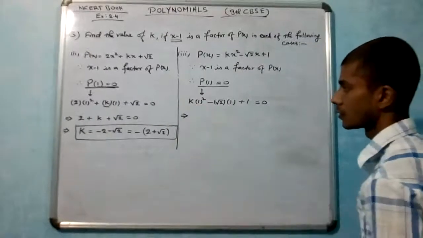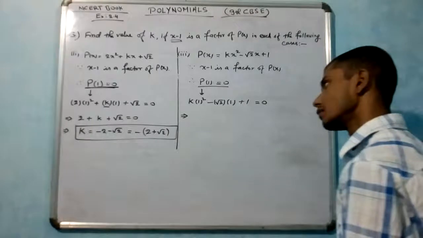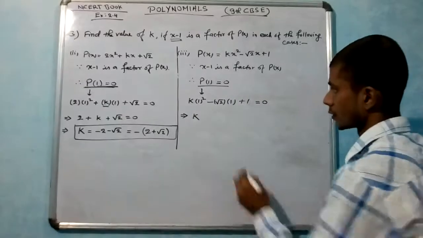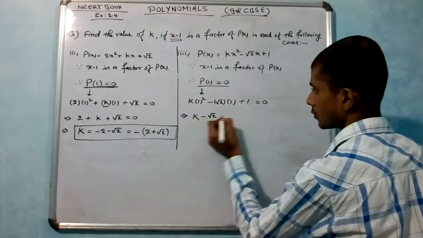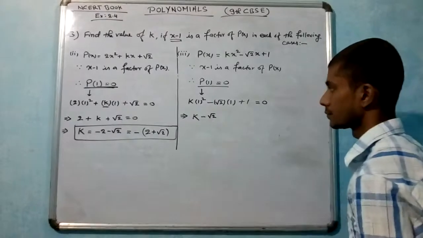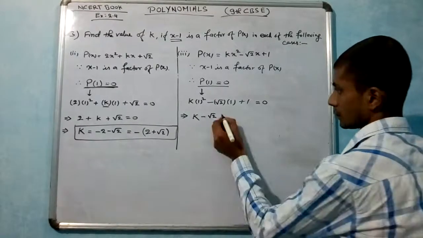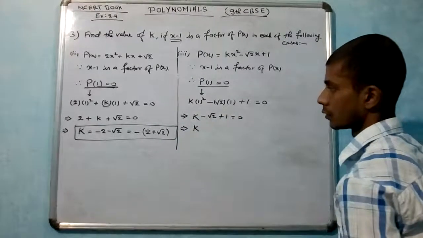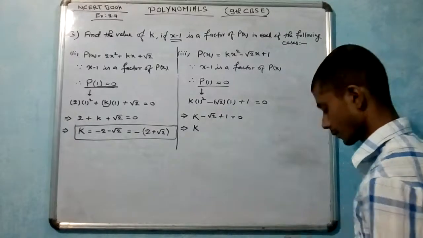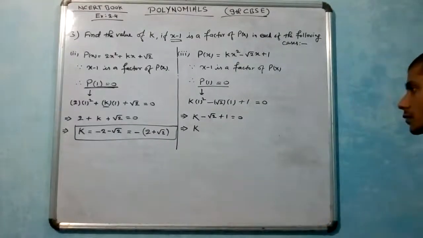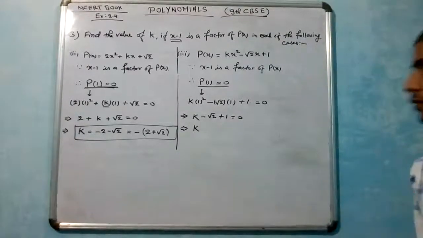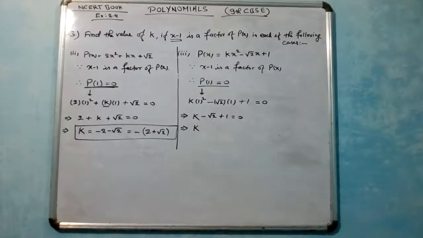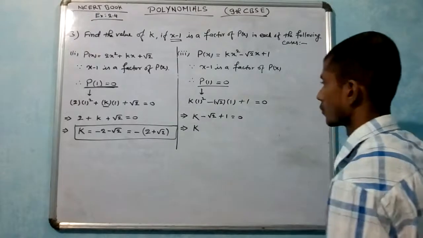Come on, tell me the value for this. That is okay. K. Then, so I want the K value. No. Next, what should I write? Tell me.